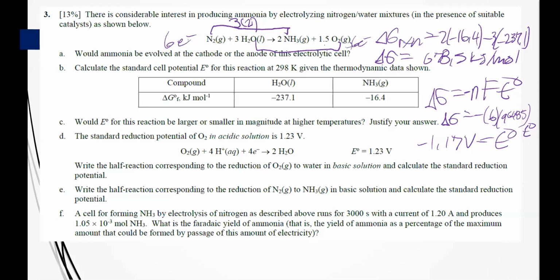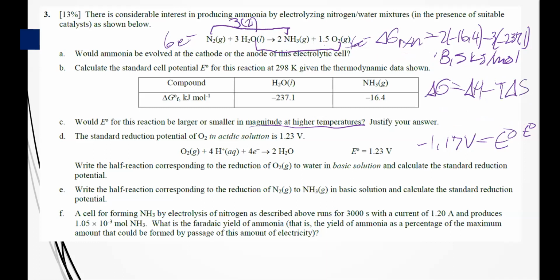Okay. So it then asks us whether that should be larger or smaller at lower, or larger or smaller at higher temperatures. So what do you think? We know that our delta G is tied in with our E naught. And if we're thinking about temperature changes, we're thinking about how this equation is being influenced by the change in RT.